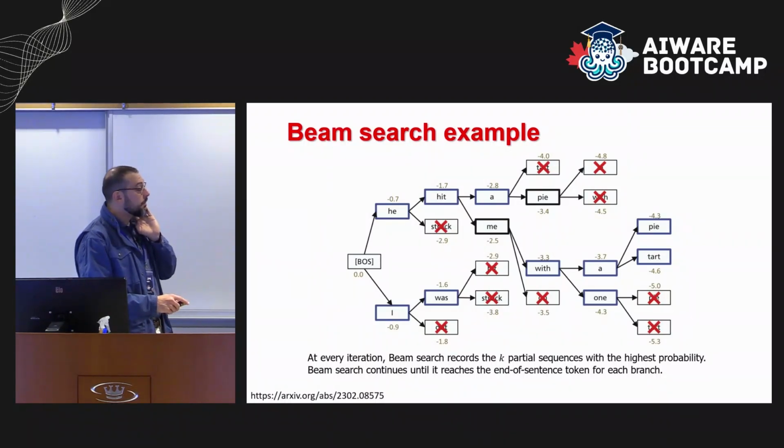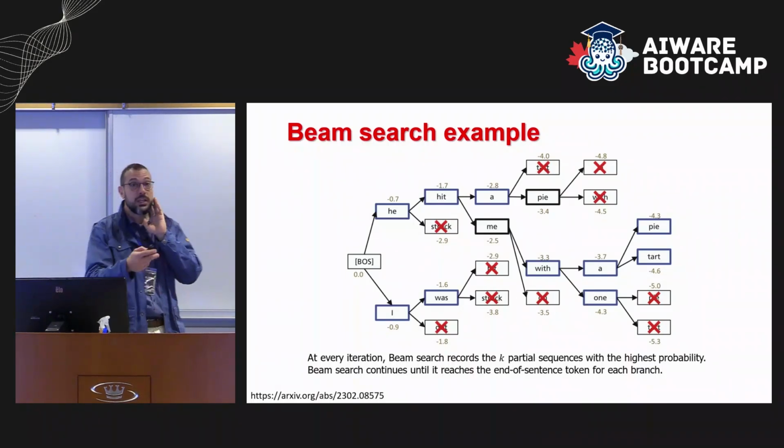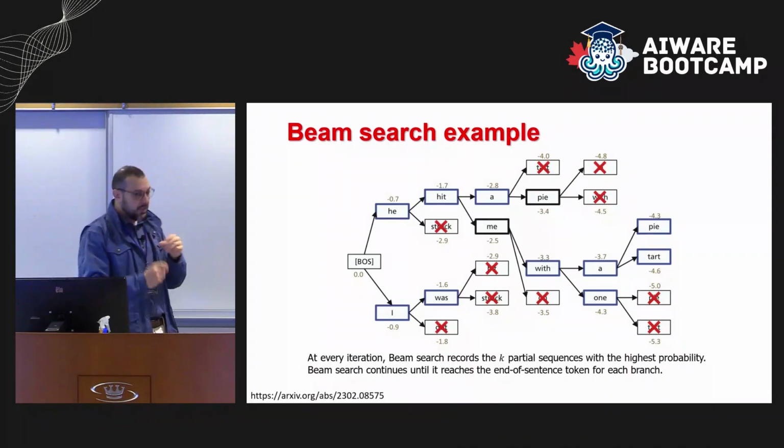Now the beam search algorithm will eliminate the less likely tokens such that you still keep only 2 paths, because K is 2, in memory. So you eliminate this "struck" token and this "out" token, and now we have 2 partial sequences generated: "he hit" and "I was". And I will do this again on the next iteration.